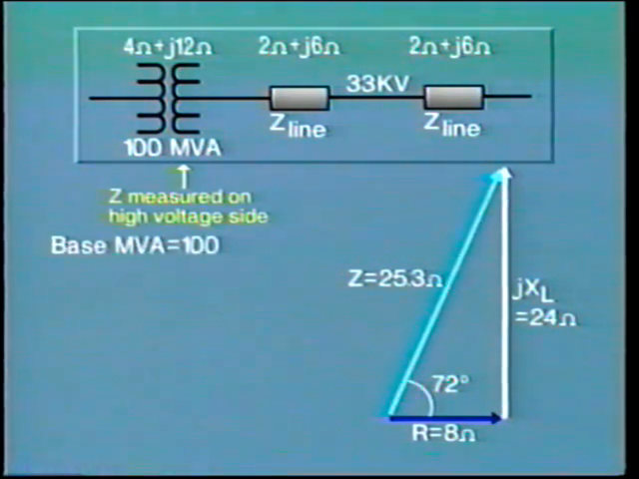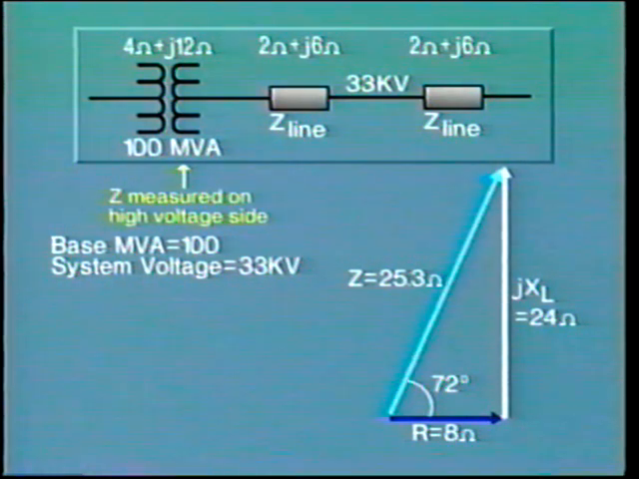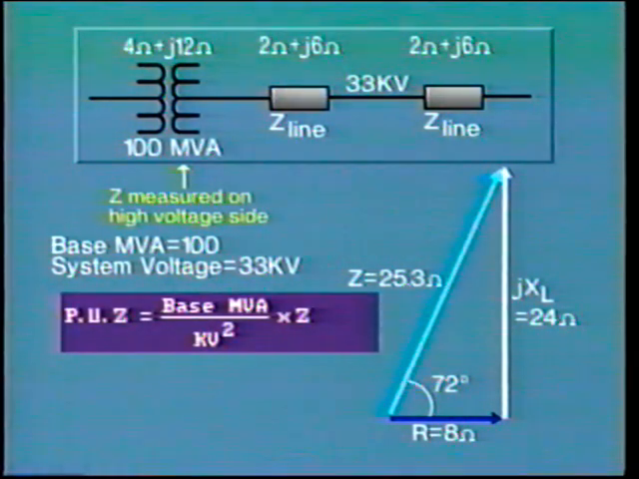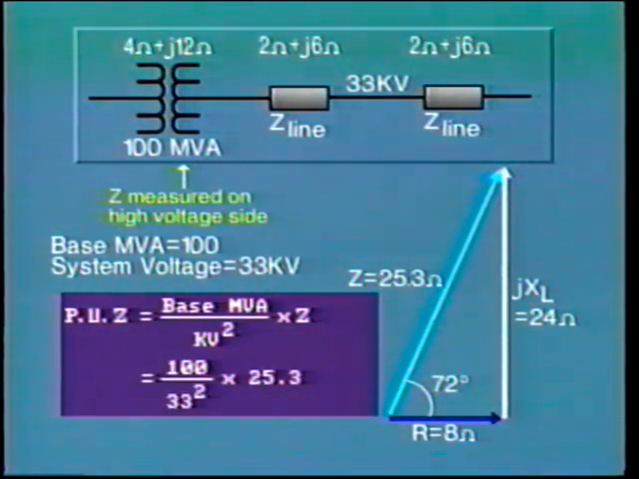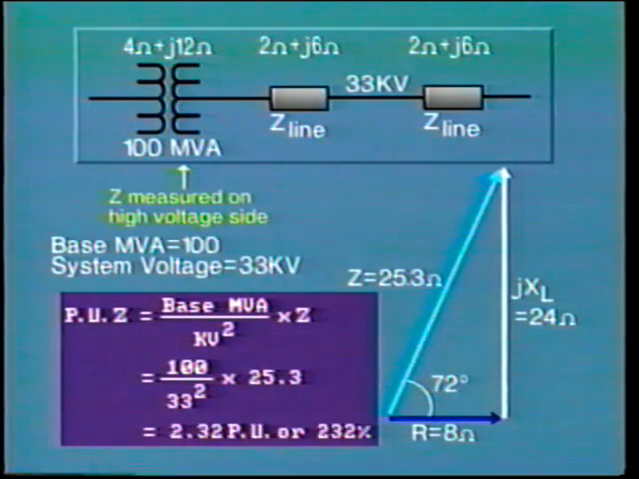If we wish to convert this to per unit impedance, we would have to select a base MVA, say 100 MVA, and apply the system line voltage, 33 kV in this example. This is satisfactory because the transformer impedance was measured from the high voltage side. The per unit impedance is given by the expression per unit Z equals base MVA divided by kV squared times ohmic impedance Z. In our example, this equals 100 MVA divided by 33 squared times 25.3 equals 2.32 per unit, or 232%.